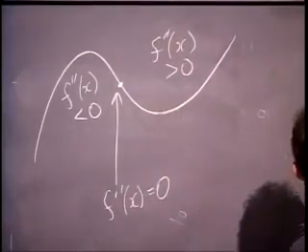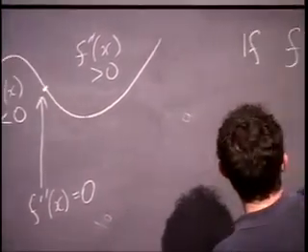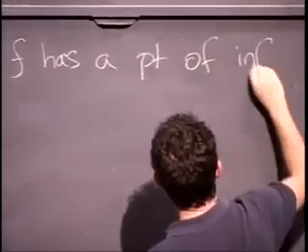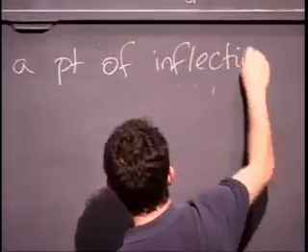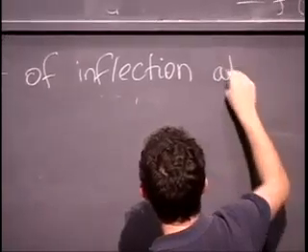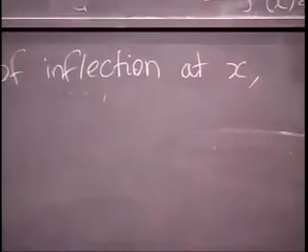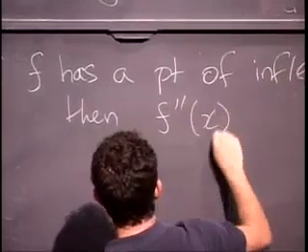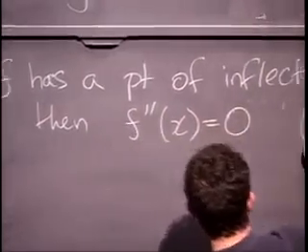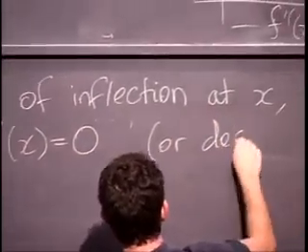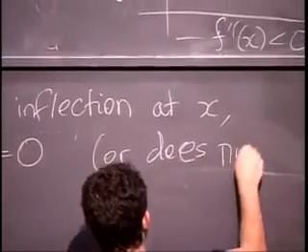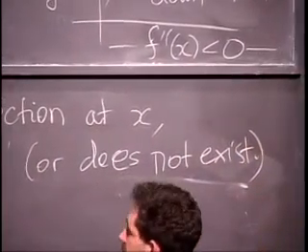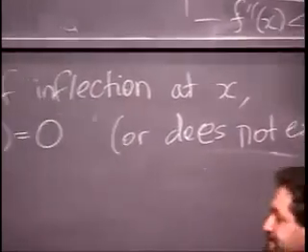So if f has a point of inflection, that's what this is called, at x, then f double prime of x equals 0 or does not exist. It's the same thing with critical points, except now it's the second derivative.